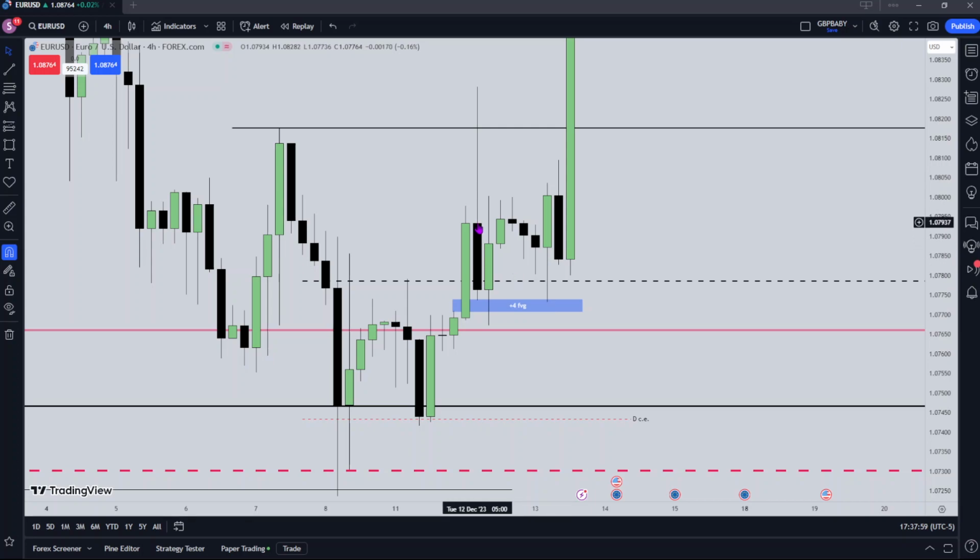If we anticipate this to be an order block, like if we want to see price treat this as an order block, what should we be looking at? We should be looking at mean threshold. So let's draw out mean threshold.